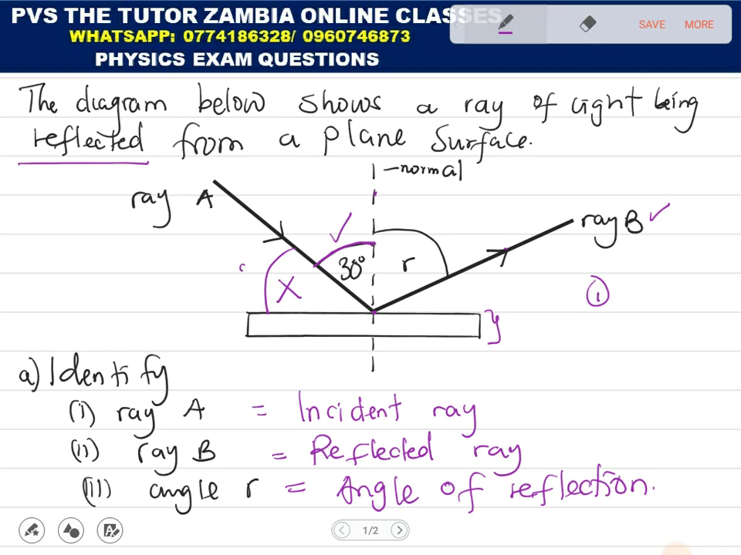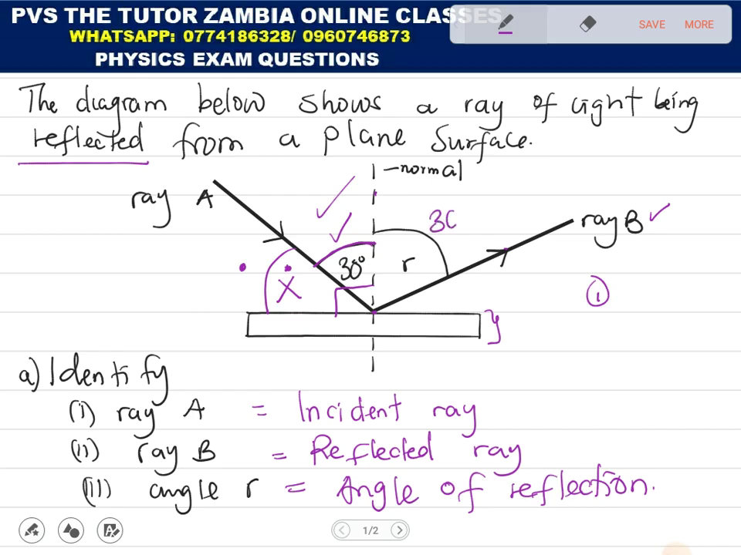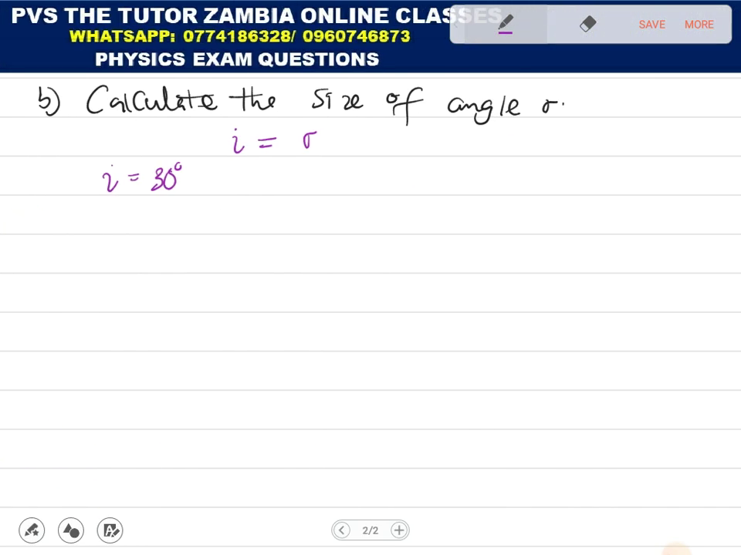So if you are given this angle and they ask you to find the angle of incidence, you know that here we are making a 90 degree angle. So subtract this angle from 90, then you're going to get that angle there. Clear? Alright, so since the angle of incidence is equal to the angle of reflection, this one here is also 30 degrees. So we are saying angle R is therefore 30 degrees.